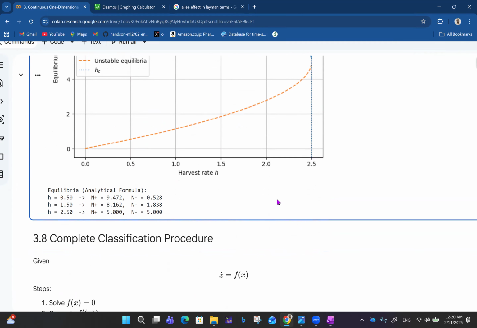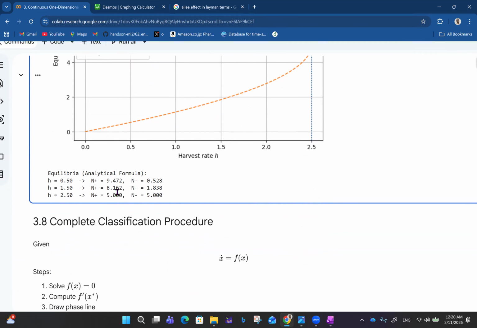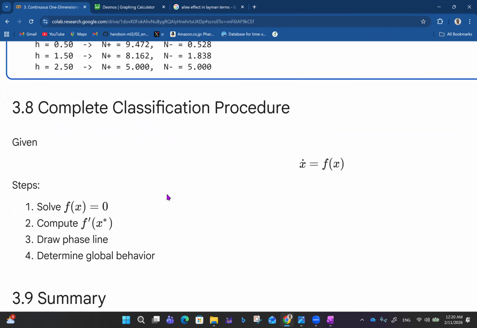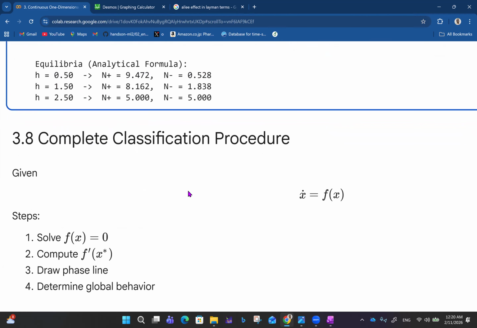Of course, we have some equilibria right here. H is 0.5. We have this increase, and some kind of analytical expression for that. So, the complete classification procedure in short for a continuous one-dimensional system: given x dot equals f of x, first solve f of x equals 0 to get the equilibrium points, compute f prime of x star to see which of the equilibrium points are stable, and then you can draw a phase line to know where the flows are going, and then you can determine the global behavior ultimately.